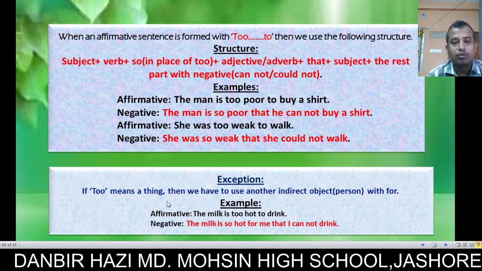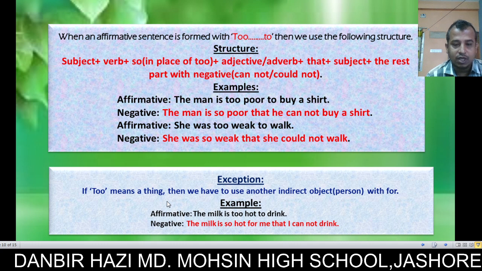We put so in the place of to, and that in the place of to, and we have also made the sentence by adding can and not, because it's a present tense. If it was a past tense, then we would write could not. So the same example is given in the second sentence. She was too weak to walk. She was so weak that she could not walk.